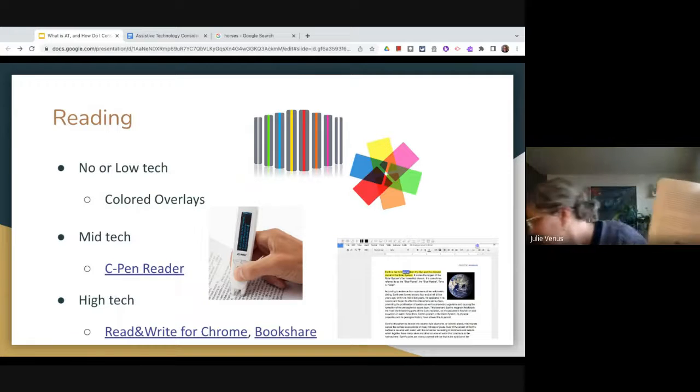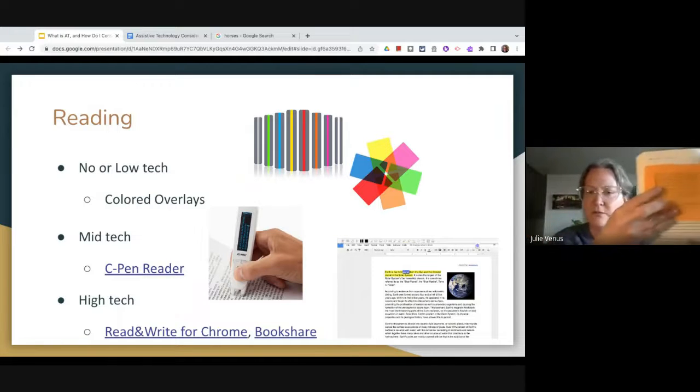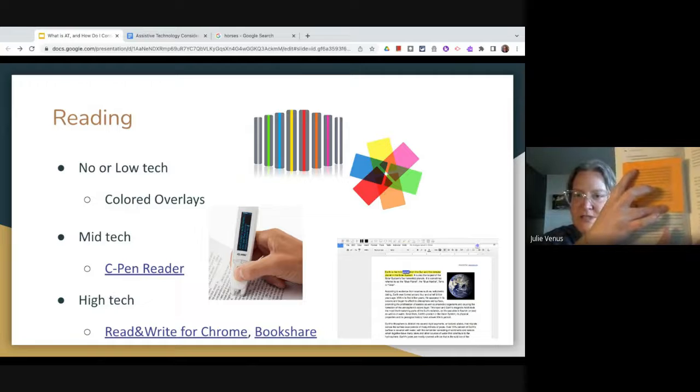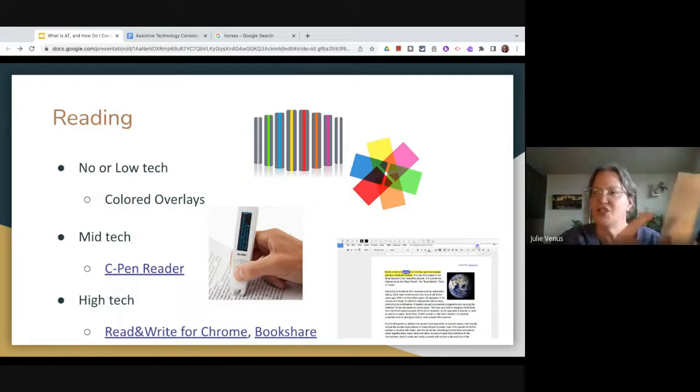And then others are larger and will highlight a larger area with a variety of different colors. And then of course there are just full sheets that will color change the whole page. So lots of options in the lower no tech colored overlays option.